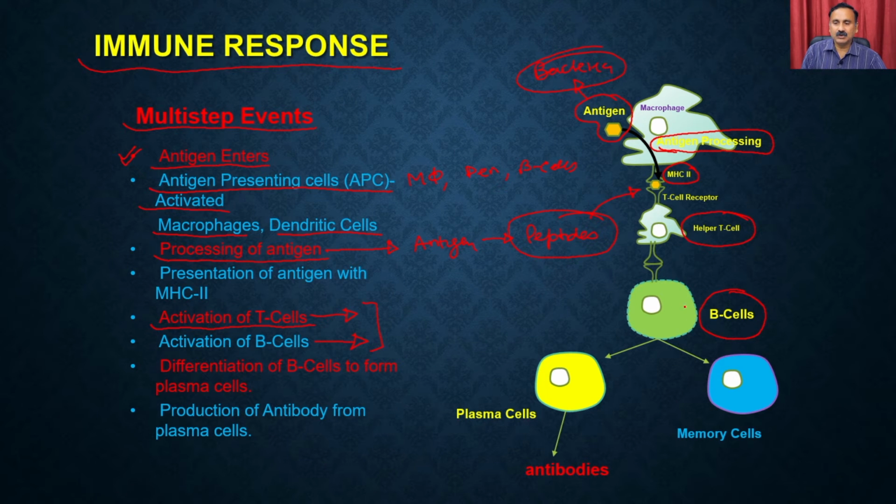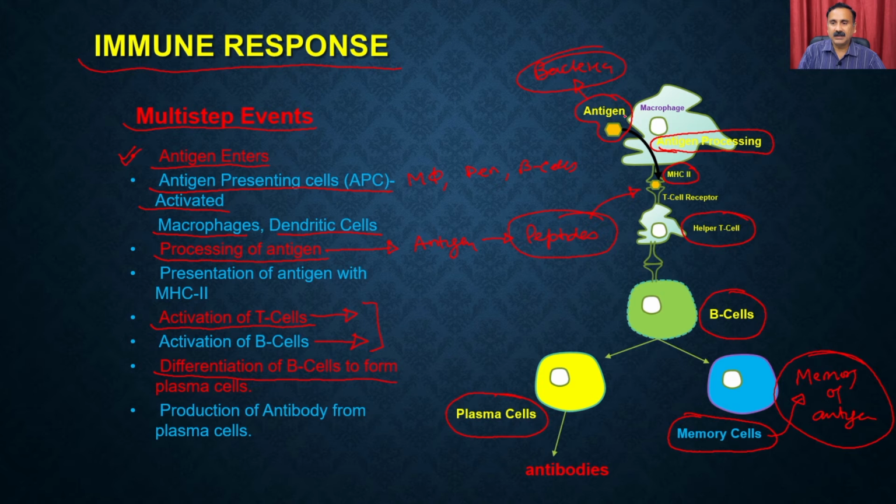Once the B cell is activated, it is going to differentiate into two different types of cells: the plasma cells or the memory cells. The memory cell is going to keep a memory of the antigen, so that when the same antigen enters a second time, they will not follow this particular processing. They will directly activate the memory cells, so that the memory cells are going to produce the antibodies.